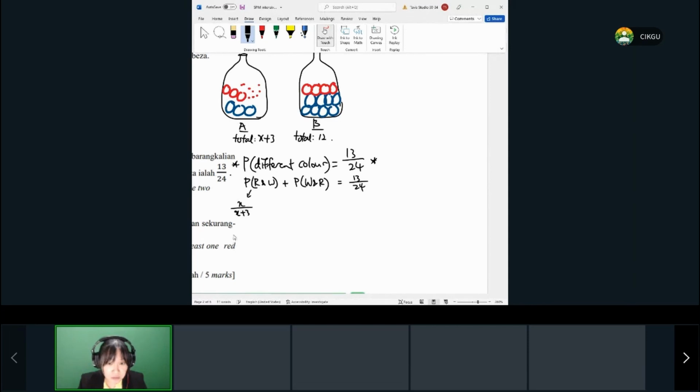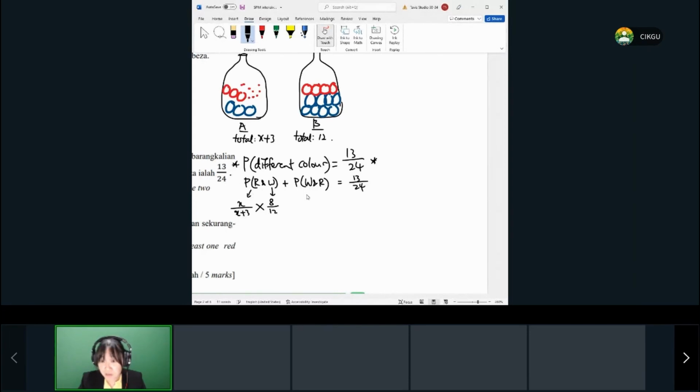X red marbles. Done. Okay, that's the probability of selecting a red from A. Then the probability of selecting a white from jar B. So there are 8 whites out of 12, so 8/12. Then you want both of these to happen together, so "and" means multiply. So this is your first portion.